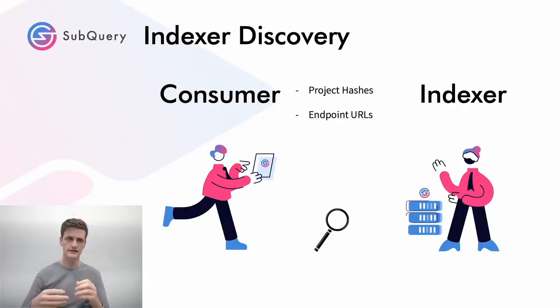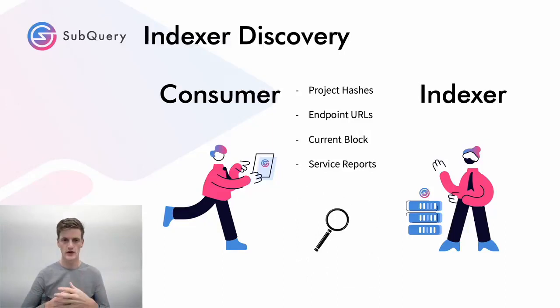And under that indexer, it'll list the endpoint URLs, the current block that they've indexed, and the summary of the latest service reports. And this is a really important part. So the latest service reports will ideally be provided by consumers when unlocking their state channels, their micropayments. And inside that service performance report will be performance-related data: latency, uptime, the speed they got that data back.